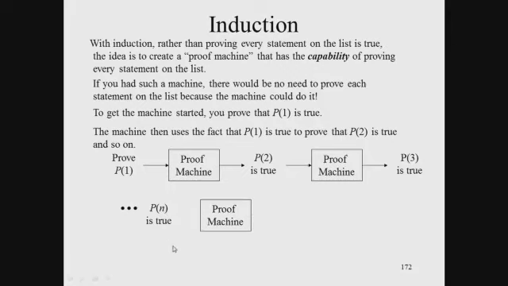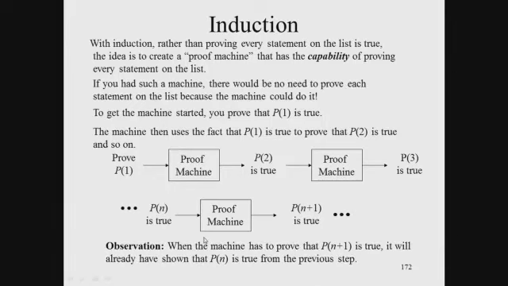We'll put that into the proof machine, and hopefully the proof machine will show us that P of n plus 1 is true, and the proof machine can keep on going. So that's the idea of mathematical induction. Notice that by the time the machine has to prove that P of n plus 1 is true, it will already have shown that P of n is true. And so here's what this means.